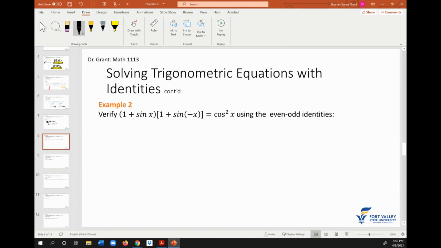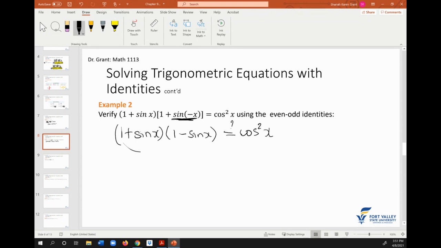So from here, I can notice that I have sine of negative x. Now we know that sine is an odd function. So this becomes 1 plus sine x times 1. Since it's an odd function, sine of negative x is the same thing as negative sine of x. And we want to verify that this is equal to cosine squared x.